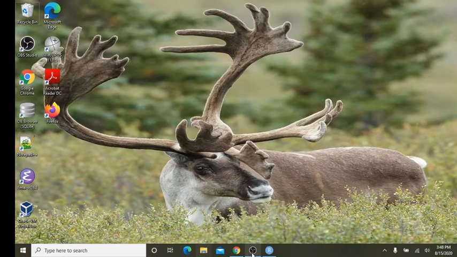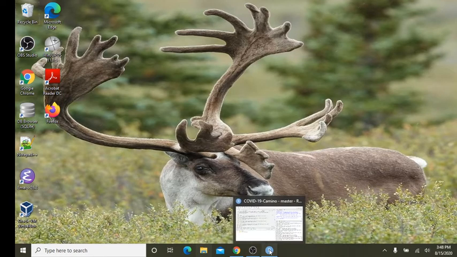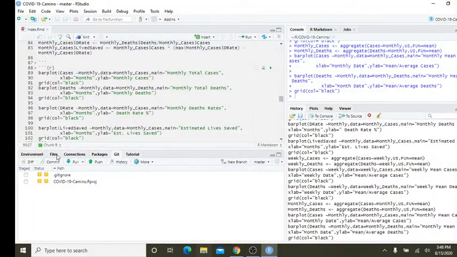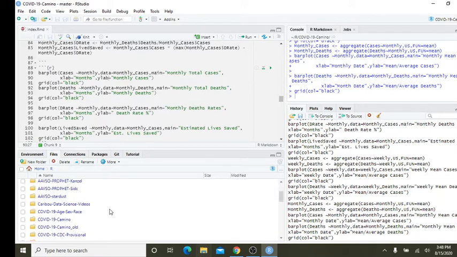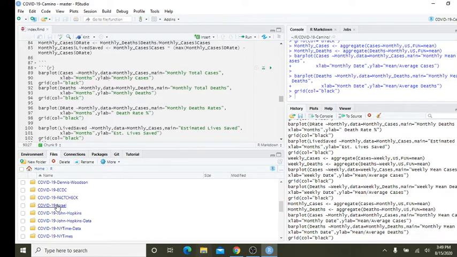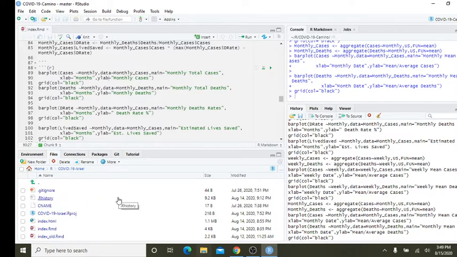Today is August 15th, 2020, and we'll be taking a look at the COVID-19 numbers for Israel. As always, I'll include a link to both the webpage for the report as well as the SQLite database and the R code in the description below.